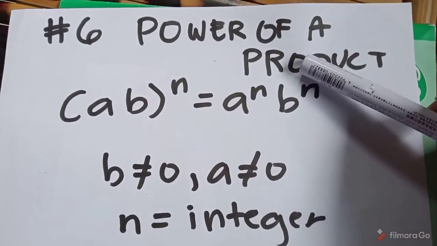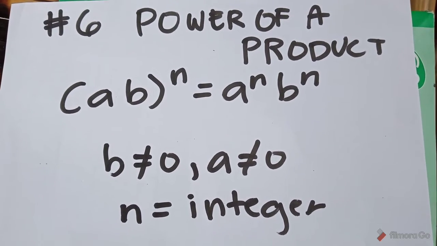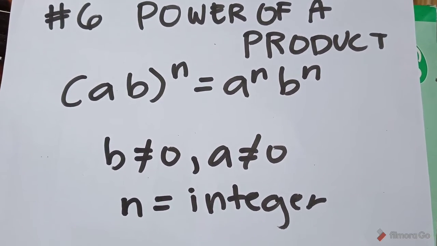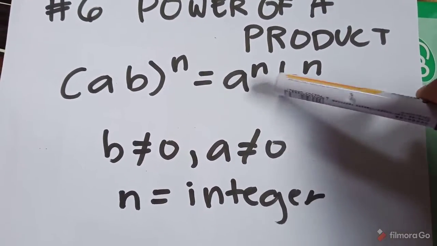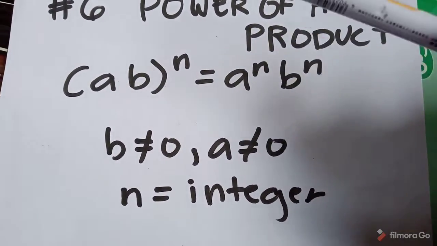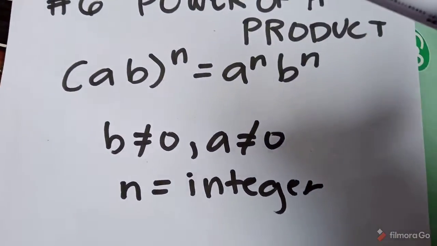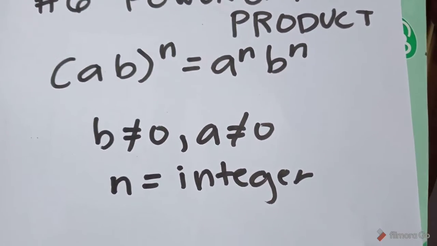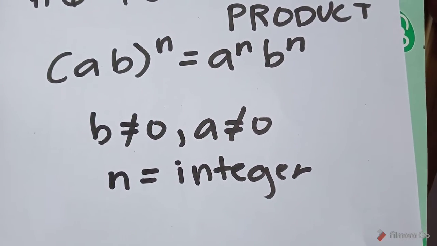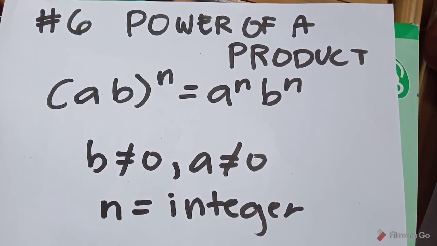Okay, rule number 6. The power of a product property of exponents. When the product of two or more factors is raised to a power, copy each factor and multiply its exponent to the outer exponent. We have to do it for each factor in the parentheses. The assumptions here are b is not equal to 0 and a is not equal to 0 and n is an integer.